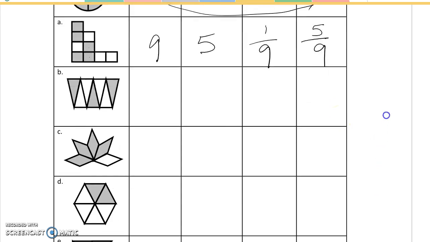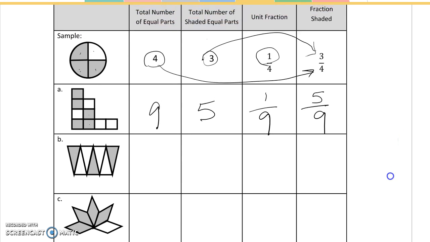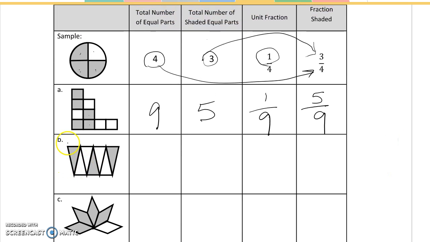All right, now letter B. I don't want to get rid of my headings there. How many equal parts do we have here? 1, 2, 3, 4, 5, 6, 7. That's an unusual design there. How many are shaded? 1, 2, 3. The unit fraction is 1 out of a total of 7 pieces. The shaded fraction is going to be 3 out of 7, or 3/7.